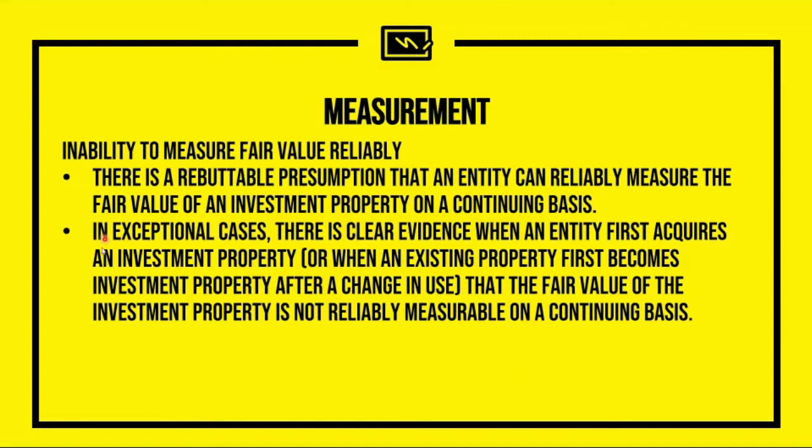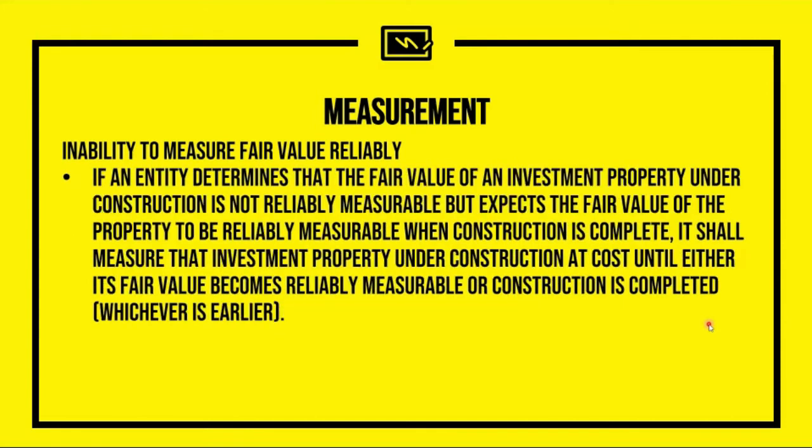It says here, in exceptional cases, there is clear evidence when an entity first acquires an investment property that the fair value of the investment property is not reliably measurable on a continuing basis. So, although this is a rebuttable presumption, it is possible that initially there is fair value, but now you can no longer continually measure the fair value because there is no more fair value. So what are you going to do?